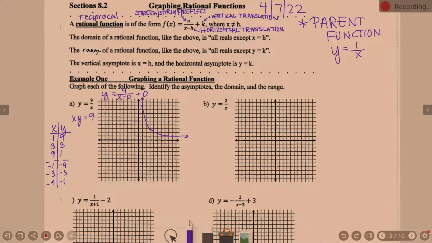So -1, -9. Left 1, down 9. Left 3, down 3. Left 9, down 1. So just like yesterday, two curves. Because it was a positive 9 we were multiplying to be, my curves are in quadrant 1 and quadrant 3.